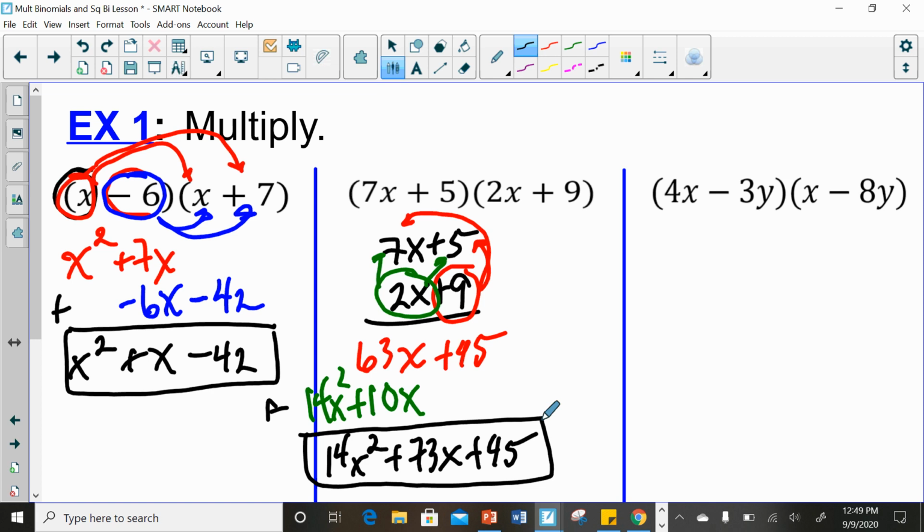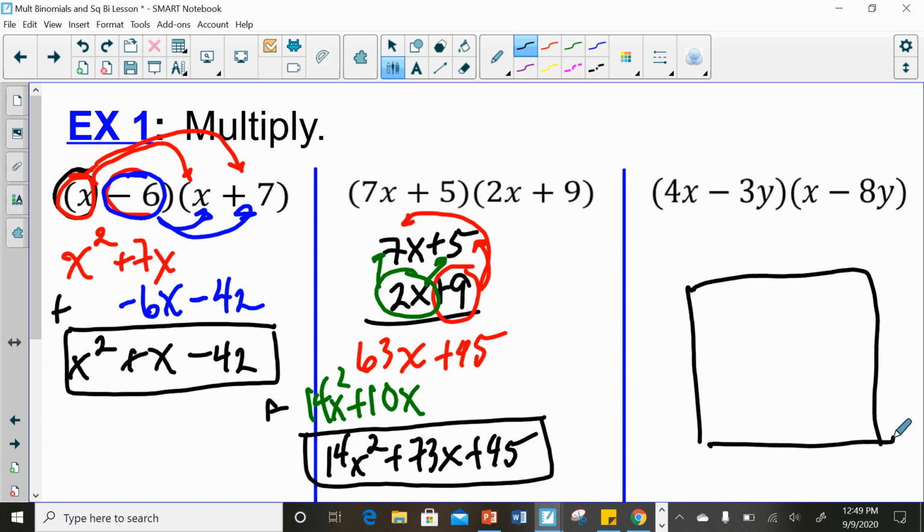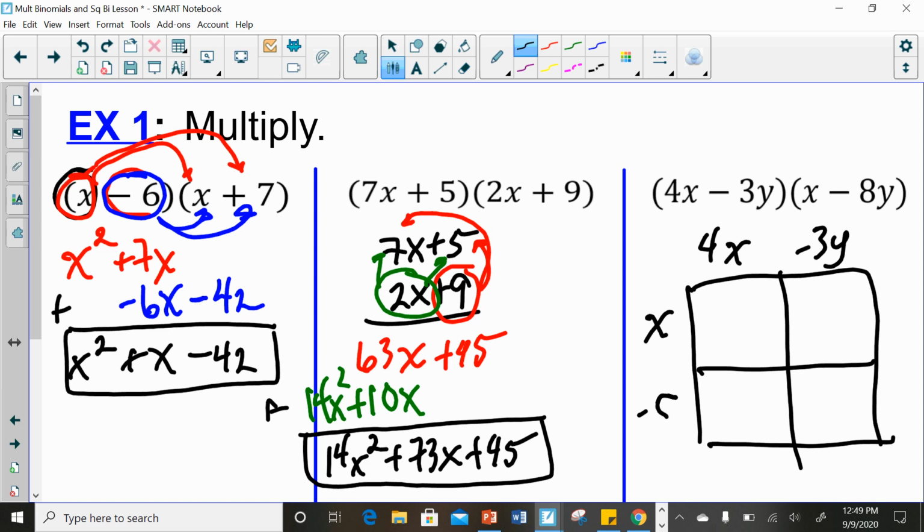And then the last one, I'm going to use the Punnett square, which is one of my more favorite methods. So I'm going to put the 4x here, and be careful because this one has 2 different variables and a -3y. So we'll talk about how you write those. And I'm going to put the x here. The negative belongs to the 8y, so we put a -8y there. And so for our first multiplication, we're going to take this x and multiply it to the 4x, and that's going to give us a value here. So we get 4x squared.